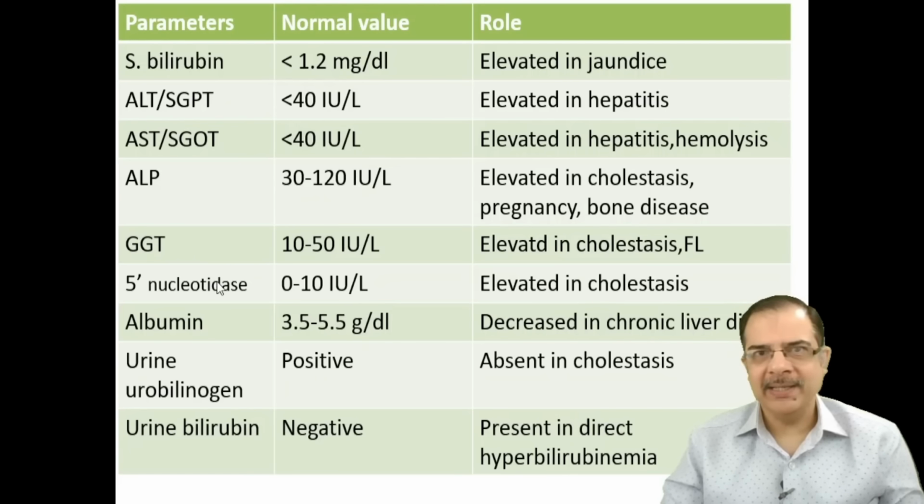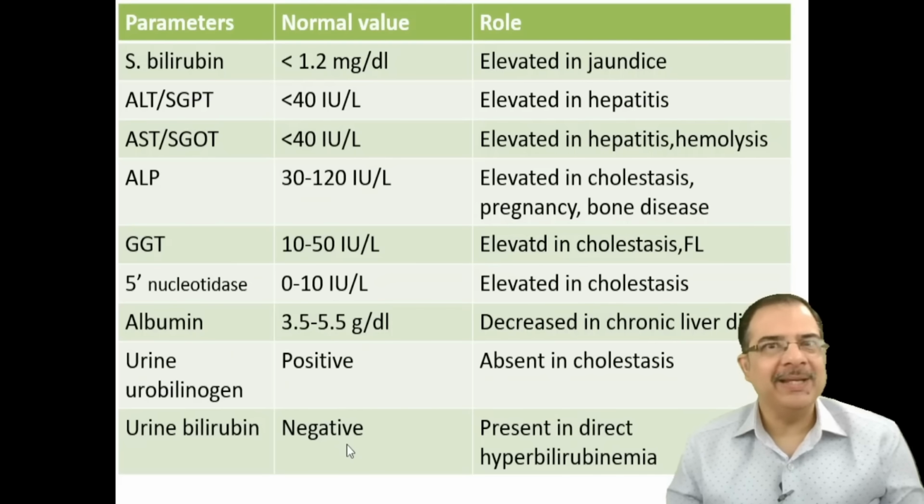5' nucleotidase is a relatively specific marker of cholestasis. Albumin represents synthetic function of the liver, and it has a half-life of 21 days, so it will be decreased in chronic liver diseases. While urine urobilinogen is a normal finding, because bilirubin which is secreted into the GIT is converted into urobilinogen. So if there is any obstruction, this urine urobilinogen will become absent.